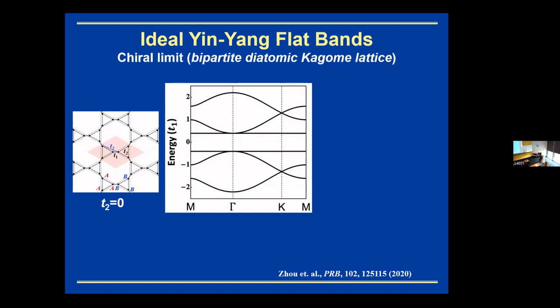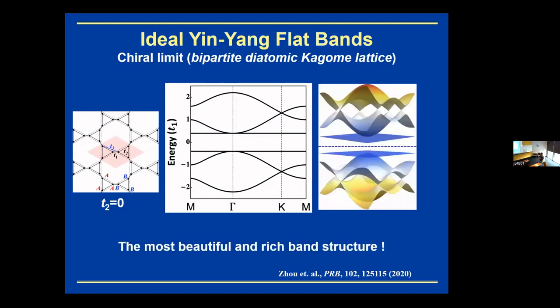So if you set T2 equal to 0, then this is the band structure you will get. It's an ideal yin-yang flat band, or 2 sets of Kagome bands with opposite hopping signs. This is a 3D plot. And I always say this is the most beautiful and rich band structure I have ever seen. And I will show you how rich and how beautiful they are.